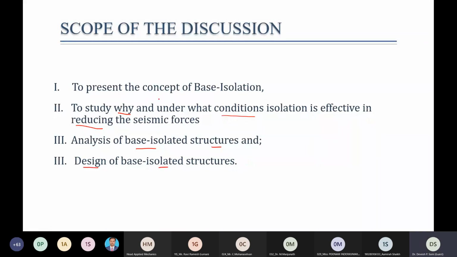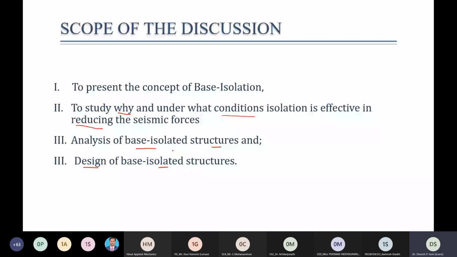So essentially, the presentation is divided into four parts. Part one deals with the concept of base isolation. Second part deals with why and under what condition isolation is effective. Third part will be discussing the analysis of base isolated structure. And in the last part, we will be discussing the design of base isolated structure. So this is the overview of today's discussion on seismic isolation system.